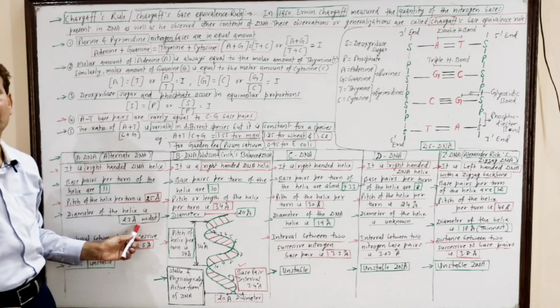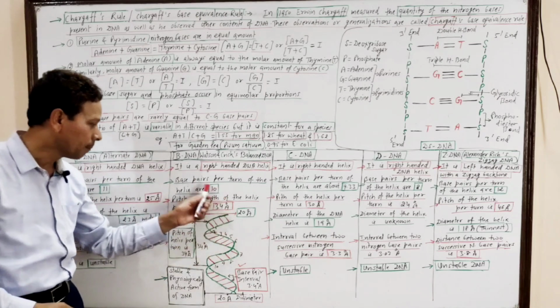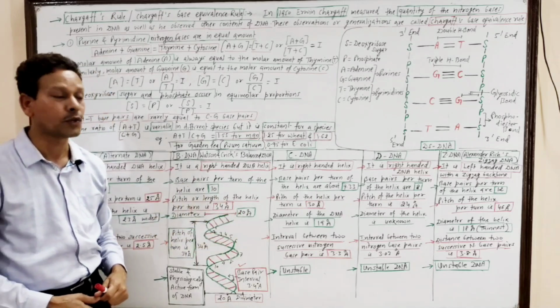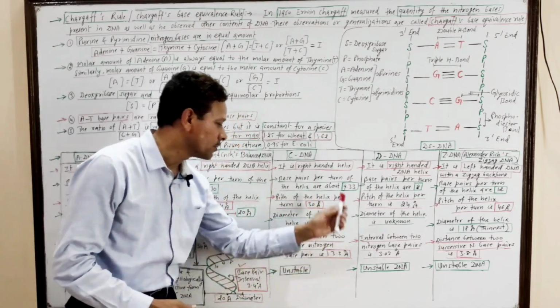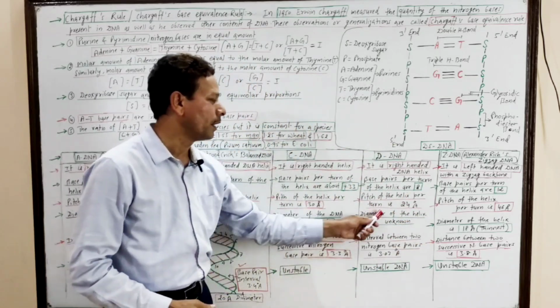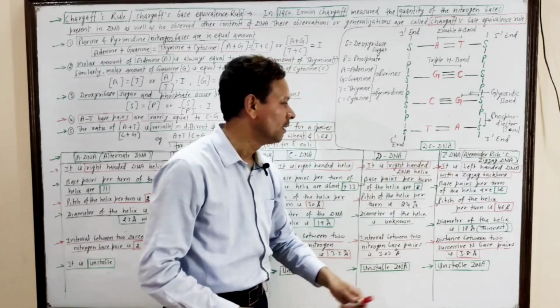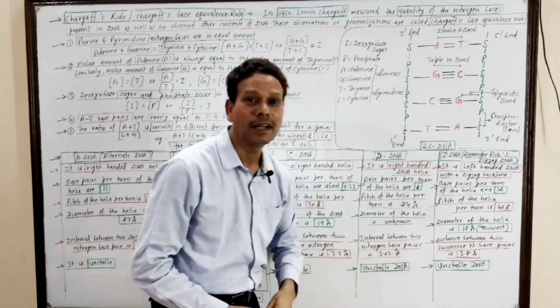The diameter of A DNA is 23 angstrom. Here B DNA, the diameter is 20 angstrom. C DNA, the diameter is 19 angstrom. In case of D DNA, the diameter is unknown. But in case of Z DNA, the diameter is 18 angstrom.